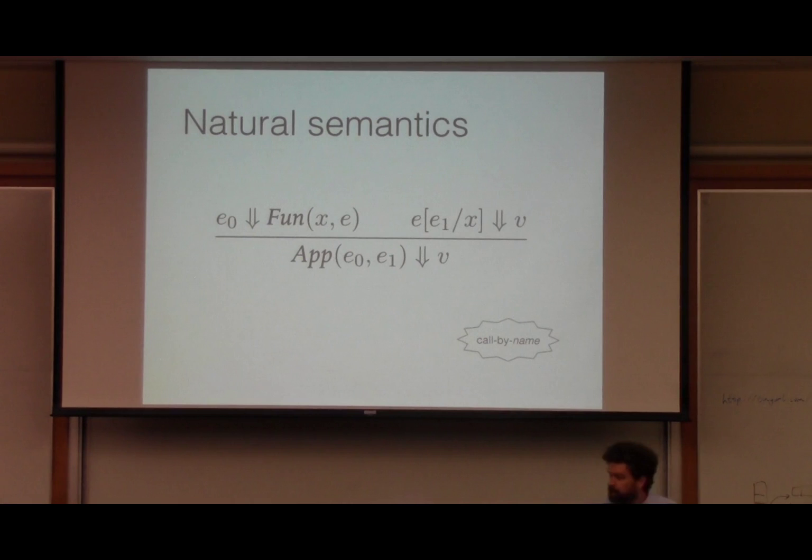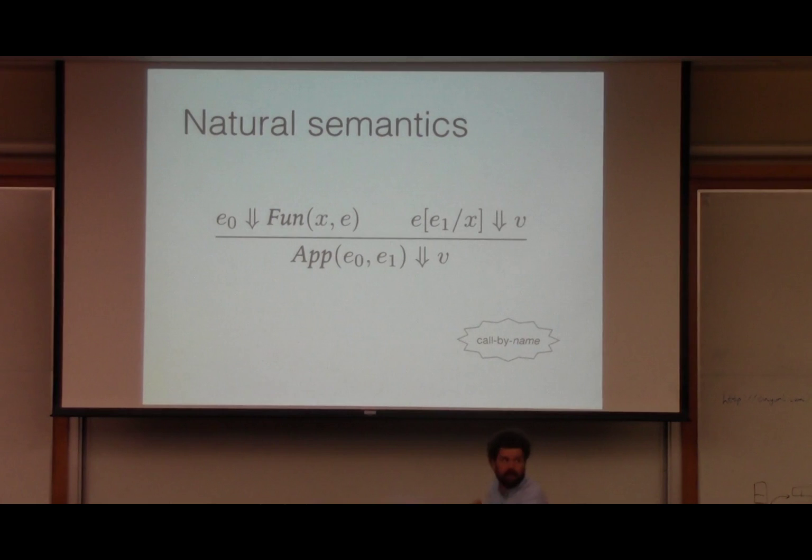All right, so here's the natural semantics once we add these new features to the language. So here's a call by name interpretation of the language. If you have an application and the left side evaluates to a function, and you replace the argument E1 in for X in the body of the function, then we get v back.